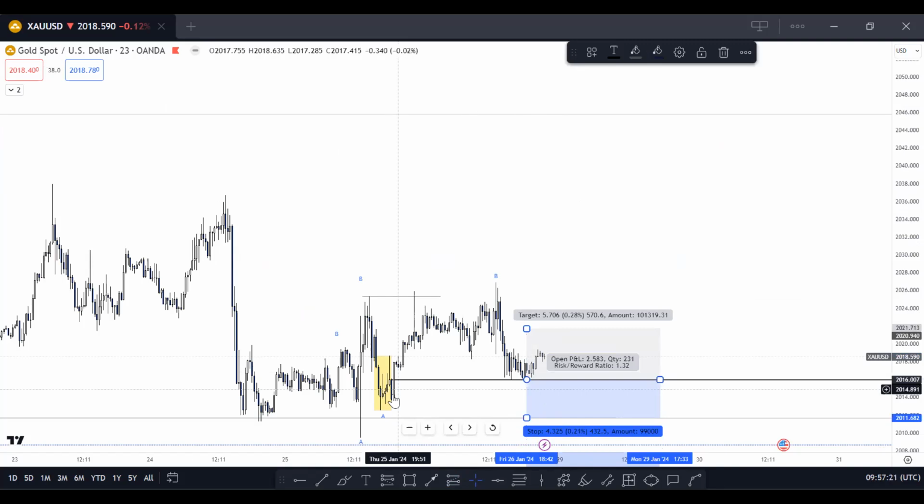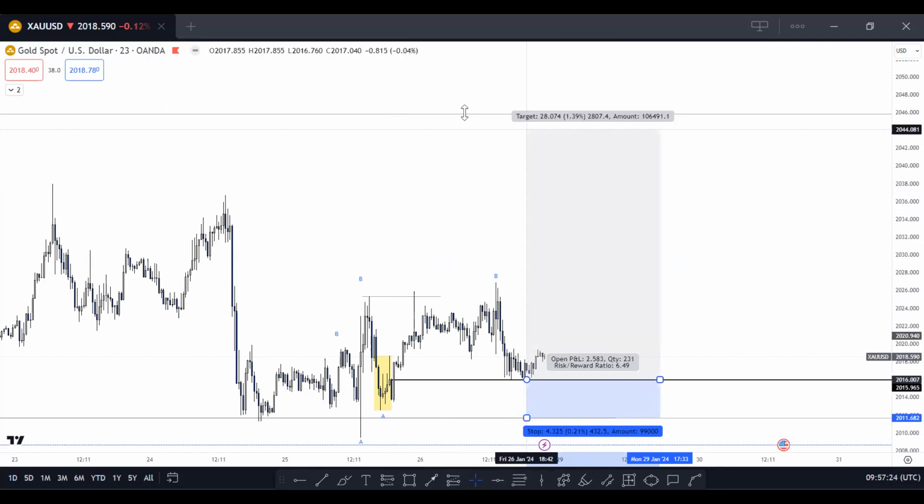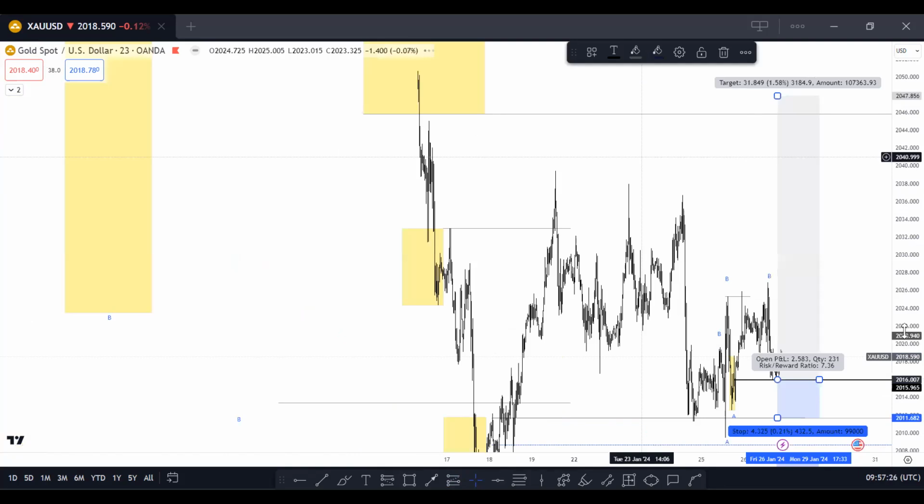And this is V1, by the way, as you can see, towards liquidity.